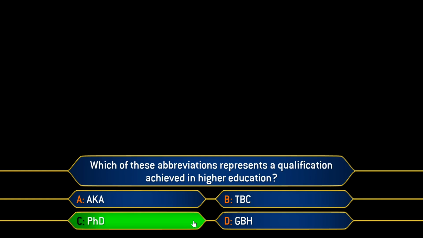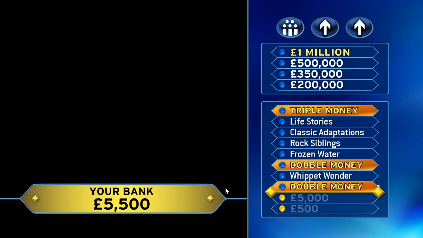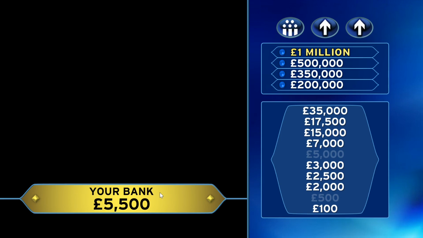Let's see how much this question is worth. Okay, I'll take 5,000. And as I say, it just adds it on to the bank total as well. So now we've got a double money question. Okay, rubbing my fingers together for this. Could be worth any of these. Hopefully 35. That'd be quite nice. Then I get 70 grand.